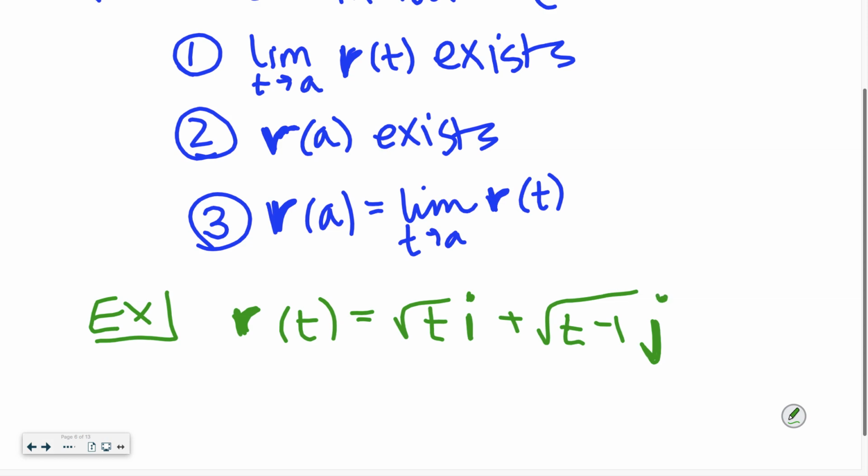Okay, at your pod, discuss where this vector valued function would be considered continuous. It has a domain from 1 to infinity, so it exists when t is greater than or equal to 1.